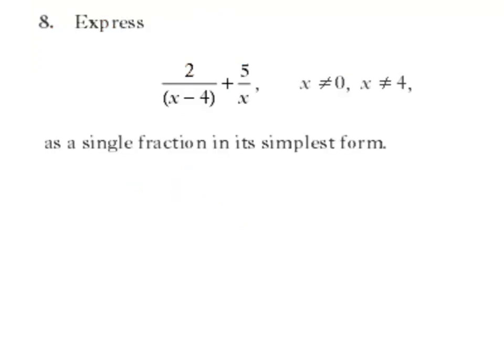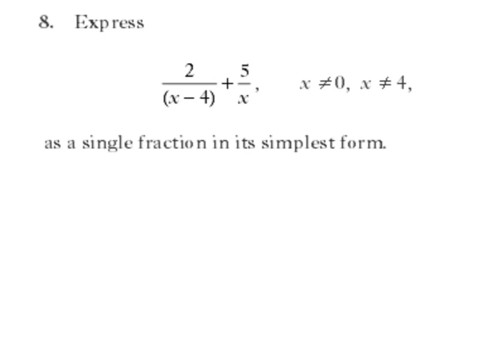Question number 8. We're given 2 individual algebraic fractions which we are to add. We're asked to express these as a single fraction in its simplest form. Now, without going into too much detail, if the denominator of a fraction is to become 0, then the value of that fraction is undefined. So on our first fraction, if we were to make x equals 4, we would have an undefined fraction. And on the second one, if x were equal to 0, it would be undefined.